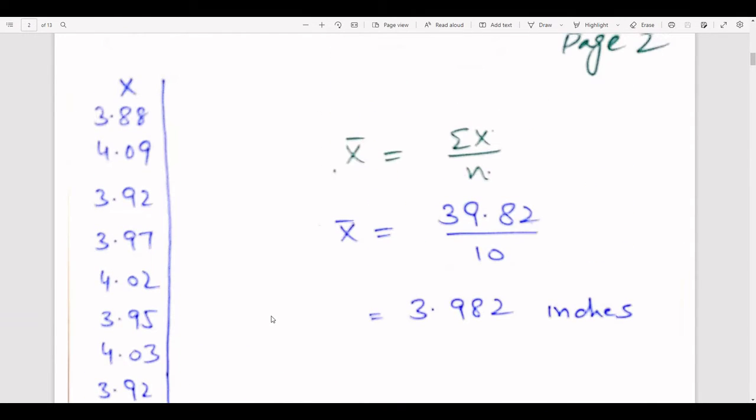So put these values in this formula, 39.82 divided by 10, and because this data is in inches, this is the answer, and you call this inches.